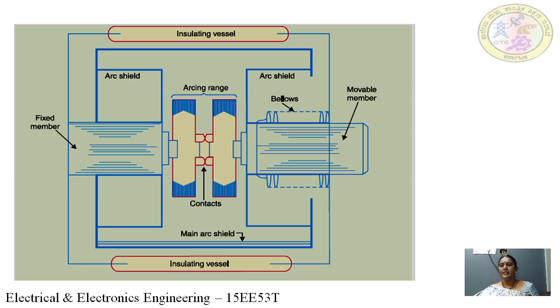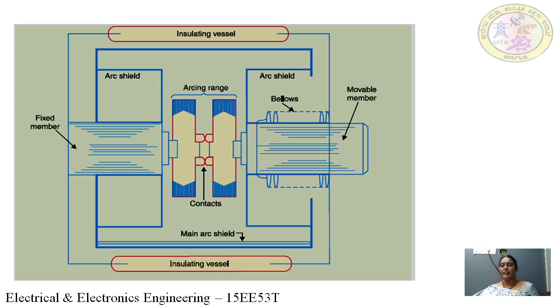This moving contact and fixed contact are embedded in an insulating vessel, and there is an arcing shield present over some portion of the fixed member and the moving member, and there is an arcing range of about 0.625 centimeter between the arcing contacts. This is the constructional detail shown by the diagram.